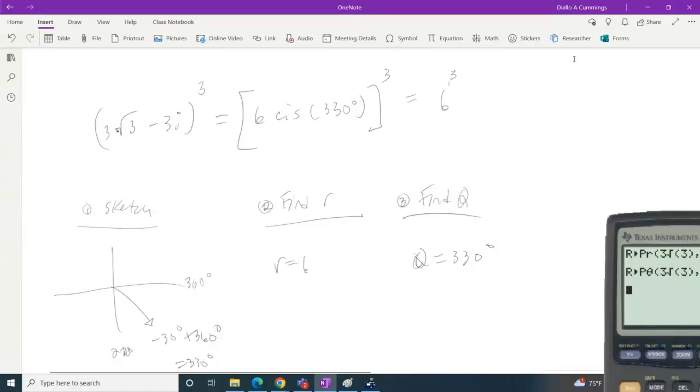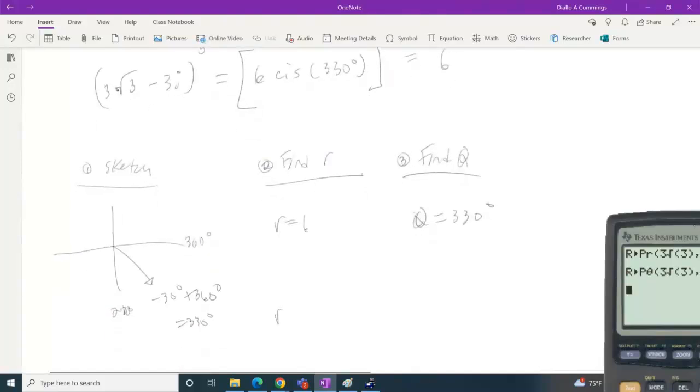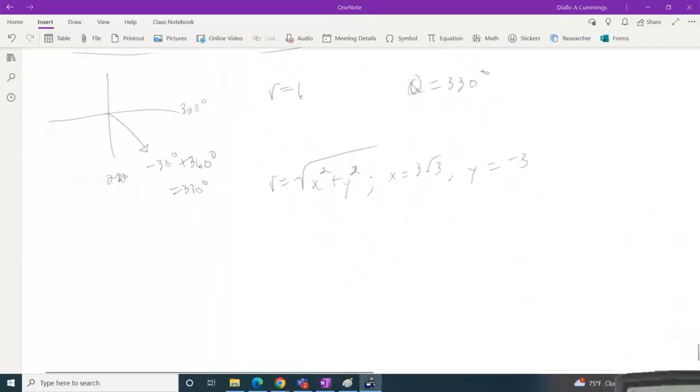So you don't actually take that square root of 18 and raise it to the third. How did you do the 3 times root 3 to get 6 for your r? To get 6? Yeah. I just use a calculator. I can show you how to do it by hand. Let's see. So r is equal to the square root of x squared plus y squared. x is 3 square root of 3. y is negative 3. So I have to take x, which is 3 square root of 3, and I got to square that. Plus, I have to take y, which is negative 3, and I have to square that.